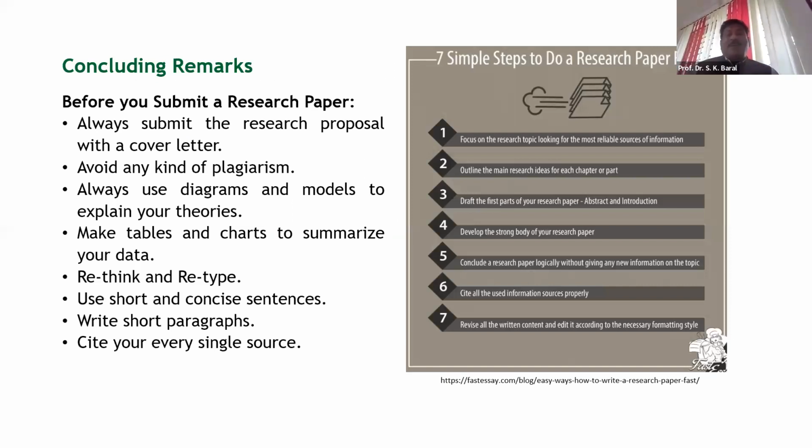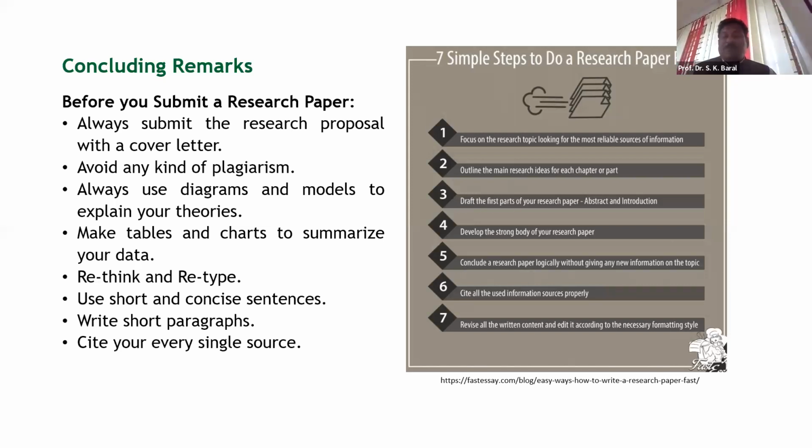And in my concluding remarks, I'll be happy to share that you should focus on the research topic, looking for the most reliable sources of information, and outline the main research ideas for each chapter or part, and each chapter or part means introduction, literature review, like this. And draft the first part of your research paper, and try to bring an abstract and introduction, because the abstract always takes a changeable shape; unless you conclude your paper, it is difficult to write the abstract. But you have to develop side by side and develop the strong body of your research paper and conclude the research paper logically without giving any new information on the topic.